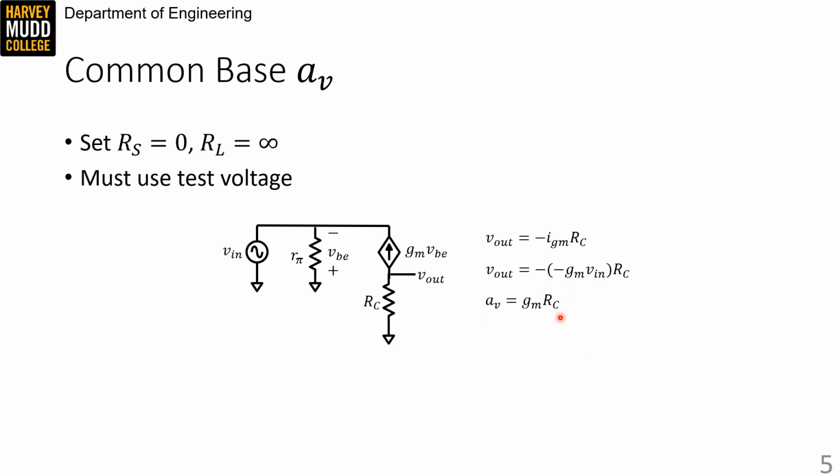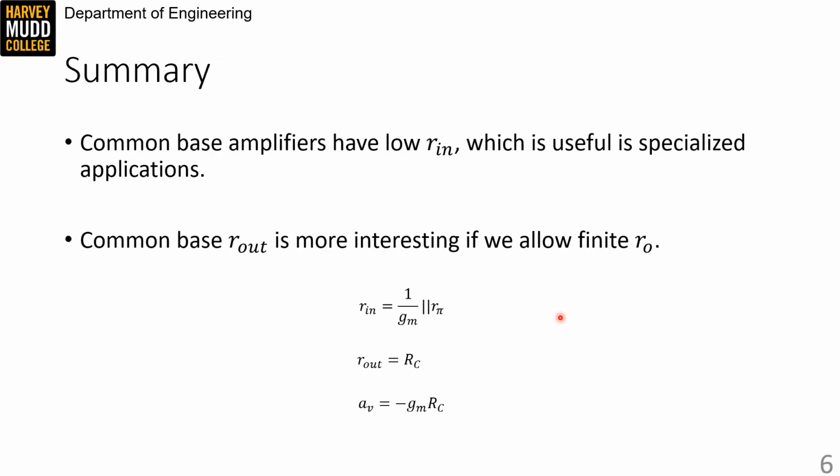Notice that this is a positive voltage gain, so the voltage at the output is in phase with the voltage at the input. That's an interesting change of pace that can have some nice properties in feedback or noise cancelling systems. So in summary, common base amplifiers have low Rin, which is useful in specialized applications. The common base Rout is more interesting if we allow for a finite RO, and our amplifier parameters are as shown here.